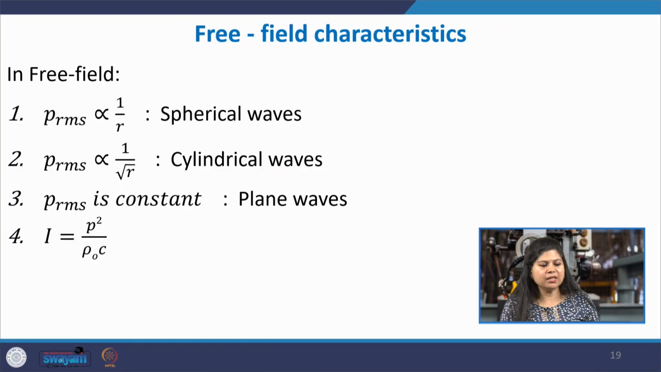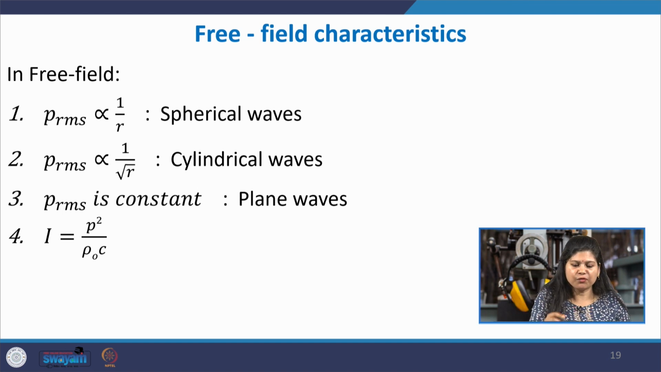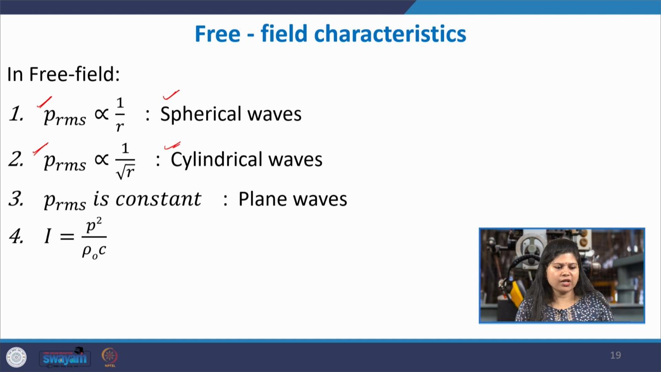So, what is happening in the free field? All the equations we derived, the equations for sound wave propagation and for propagation in the medium boundaries, are true in the free field. In the free field, spherical waves follow this kind of attenuation rate: P RMS is inversely proportional to R. For cylindrical waves, P RMS is inversely proportional to the root of R.